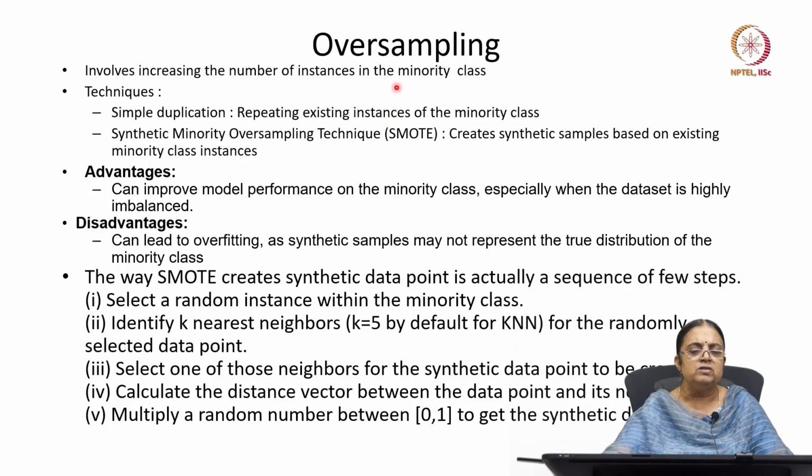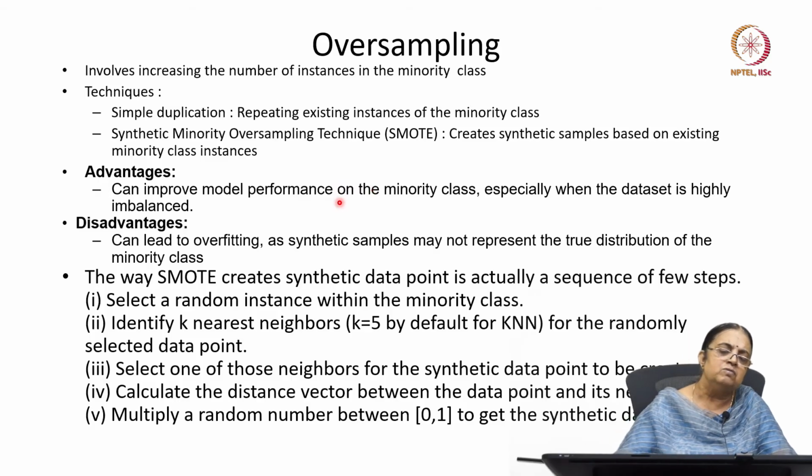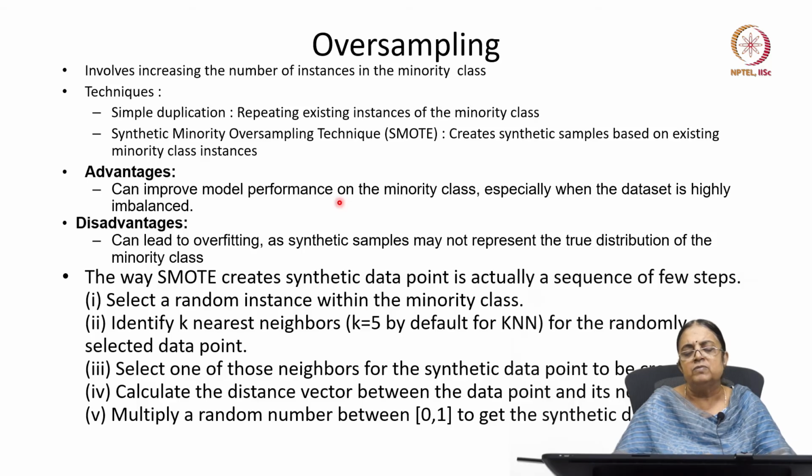One of the advantages of oversampling is that it can improve the model performance on the minority class, but it can also lead to some type of overfitting, because when you add synthetic examples or keep duplicating the same examples again, it may not represent the true distribution of the minority class really. So let us see how SMOTE actually works.